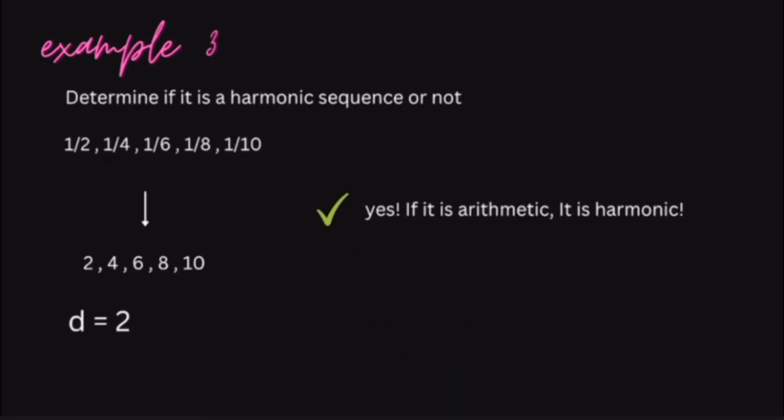Now, let's start out easy with this example. Determine if it is a harmonic sequence. We got 1 half, 1 fourth, 1 sixth, 1 eighth, 1 tenth, and so on and so forth. Now, we find the reciprocal of this sequence. Since if the reciprocal of a harmonic sequence is arithmetic, then it is a harmonic sequence.